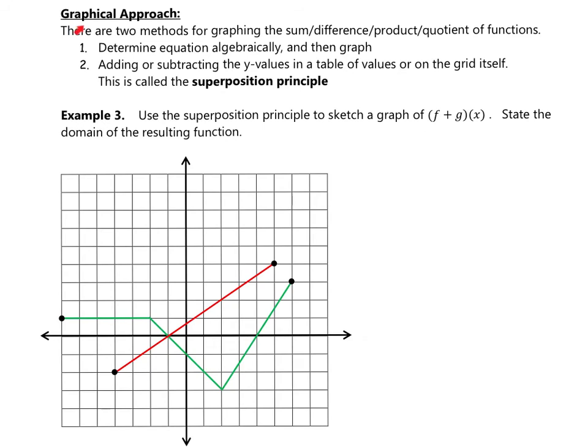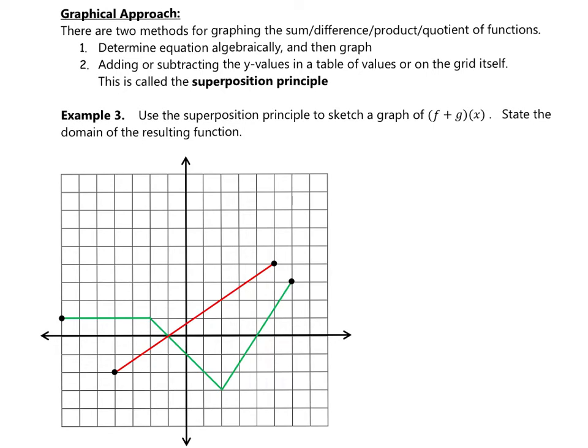So next we're going to move to a graphical approach, and there are two methods that we consider for graphing the sum, difference, product, or quotient of functions. So one of them, of course, based on the examples that we saw on the previous screen, would be to determine the equation algebraically and then just use our knowledge of functions to go ahead and graph the polynomial or the rational or whatever it is. Okay, and that would be the easiest if they're functions that you are the most familiar with.